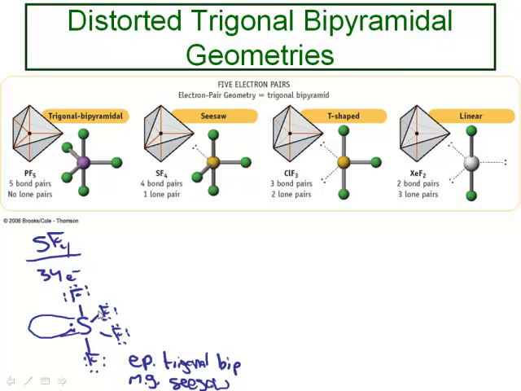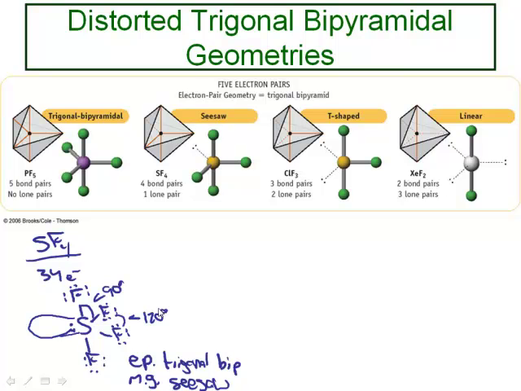So this bond angle here, we say is going to be less than 90 degrees, because in the perfect trigonal bipyramidal it is 90 degrees. This bond angle here is going to be less than 120 degrees. Do we know exactly what the measure is going to be? No. The only way to know that is to do an experiment, okay? But you can predict that these bond angles will be distorted by the presence of that lone pair of electrons.